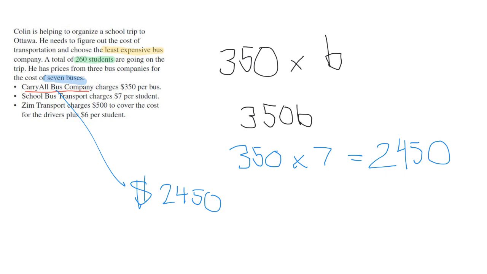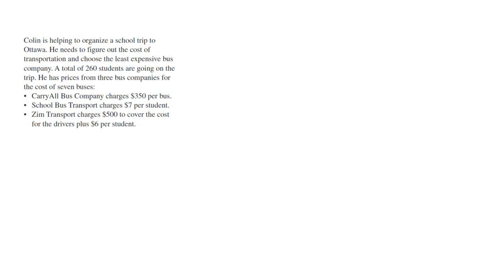So let's check a different one. In the second scenario, the School Bus Transport Company is charging $7 per student. In this case, the bus number doesn't really come into play. They're not charging us per bus. They want to charge us per number of students going on the bus. So $7 is the constant. They're always going to charge us $7, but we don't know how many students that is. So we might show this as 7 times S for student. Correctly written, it would be 7S.